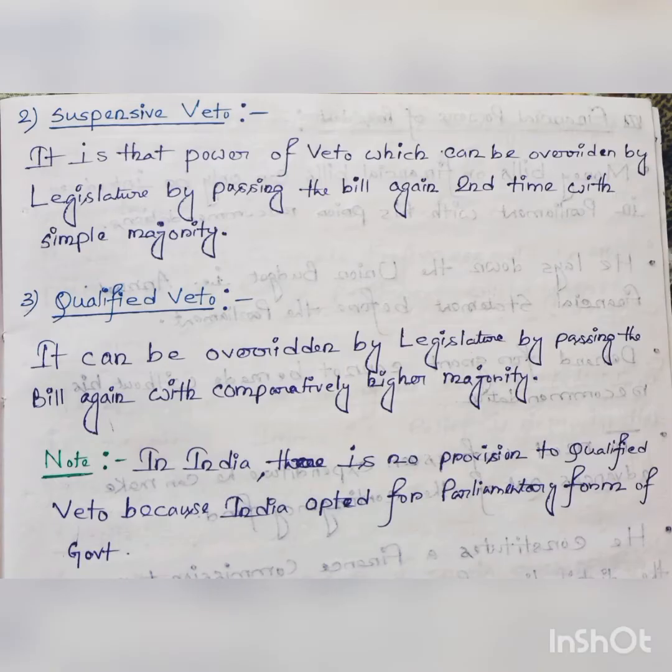Next, suspensive veto. It is a power of veto which can be overridden by the legislature by passing the bill again a second time with a simple majority. Number 3, qualified veto. It can be overridden by the legislature by passing the bill again with a comparatively higher majority. Note, in India, there is no provision for qualified veto because India opts for the parliamentary form of government.